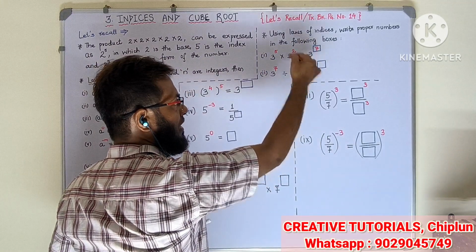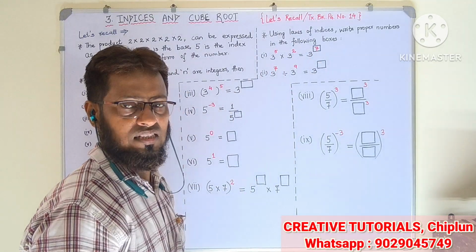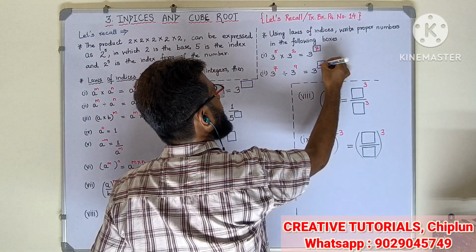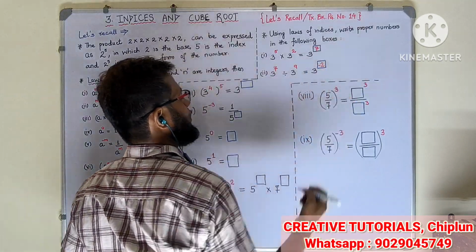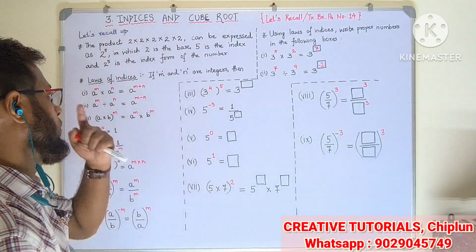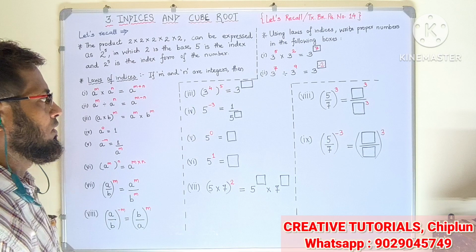So m is 7, n is 9. 7 minus 9 is minus 2. So my answer will come as 3 raised to minus 2. I hope it's clear to all of you. Very good. Come on, let's come to question number 3.